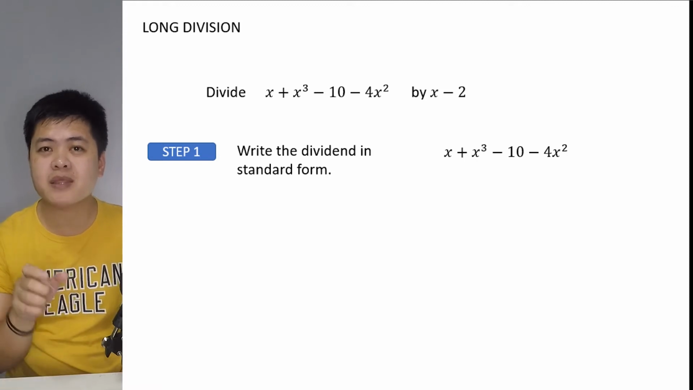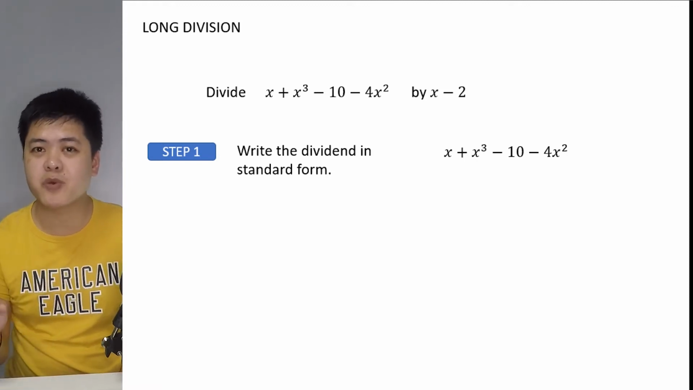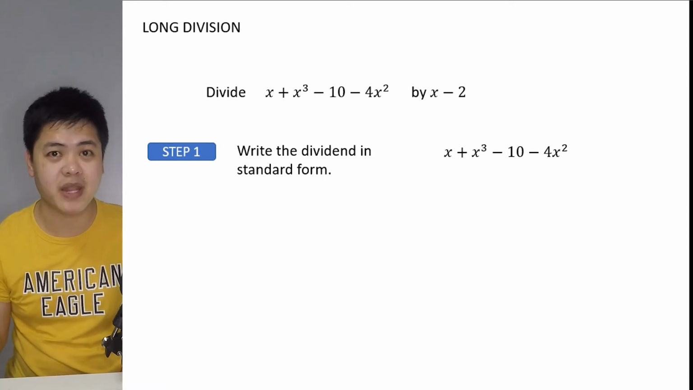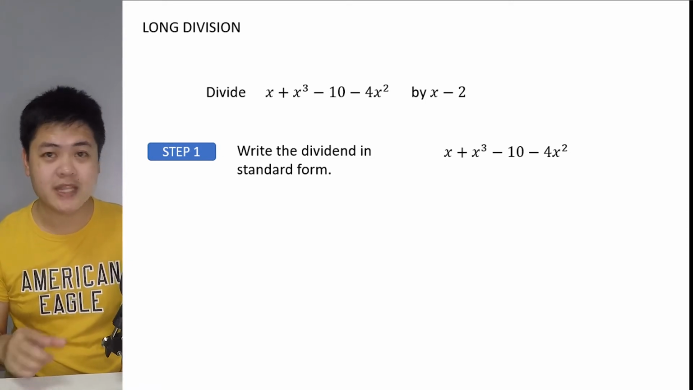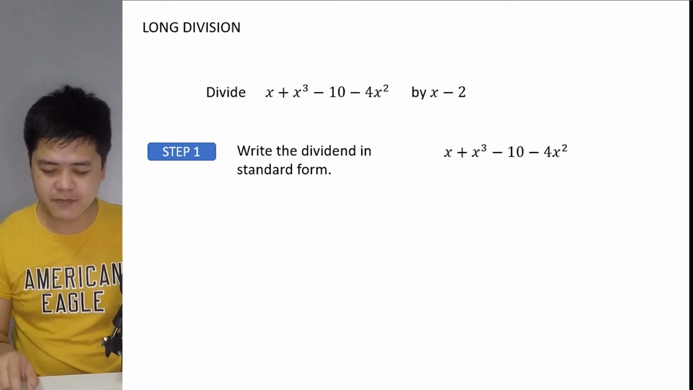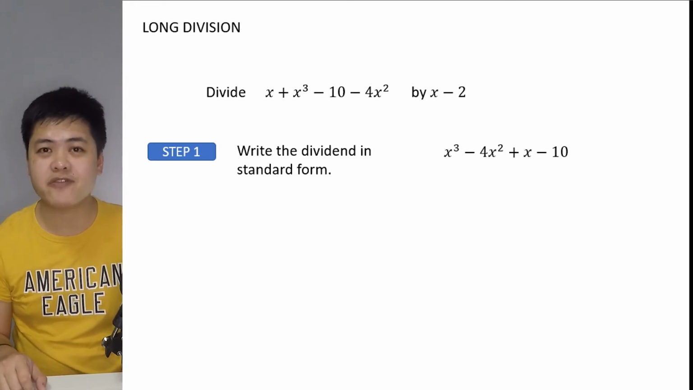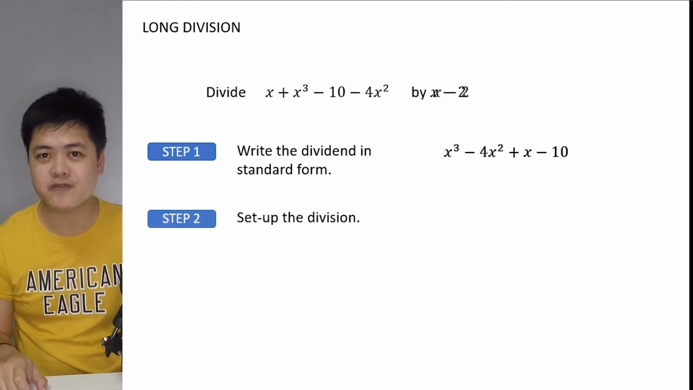And then, lahat dapat ng terms in decreasing exponents ng variable natin na x, kailangan kompleto. Kapag hindi kompleto, nagdadagdag tayo ng 0. But in this case, mukhang kompleto naman siya. So the standard form is x cubed minus 4x squared plus x minus 10. And then the next step is to set up the long division.